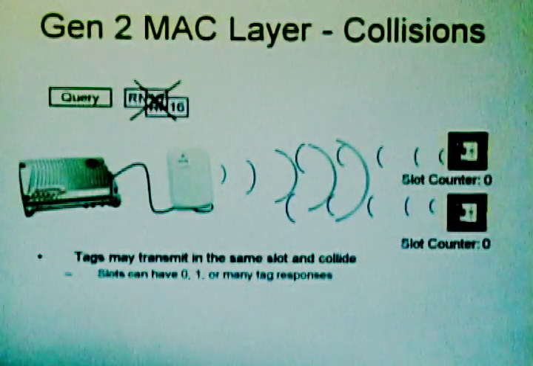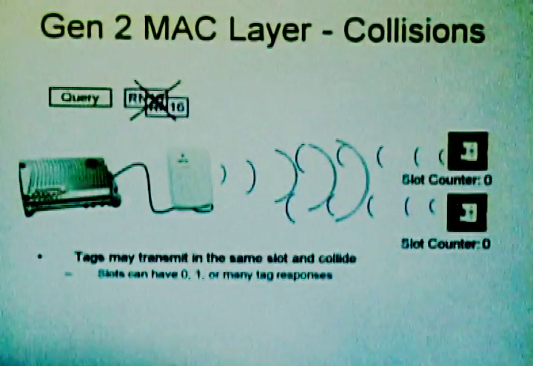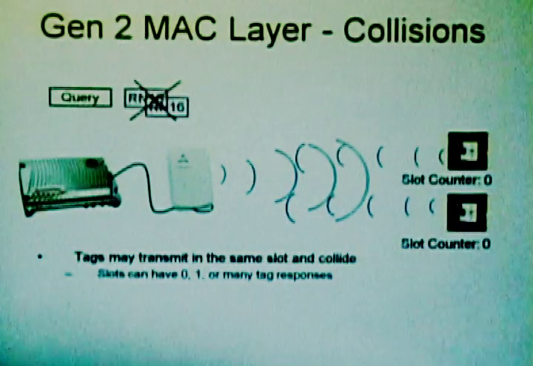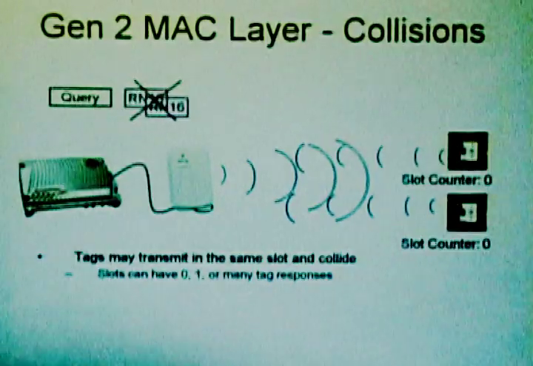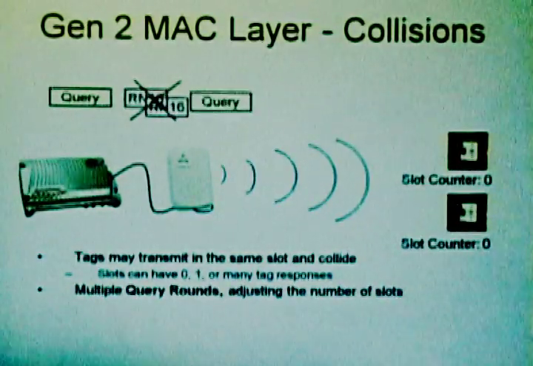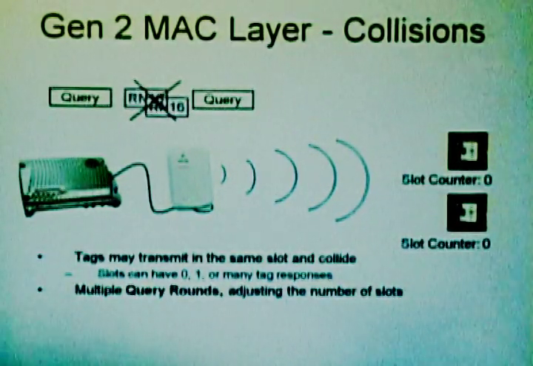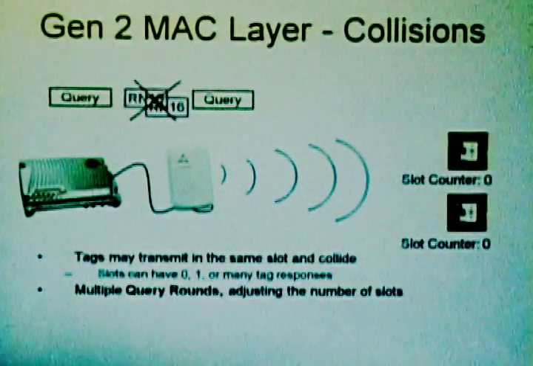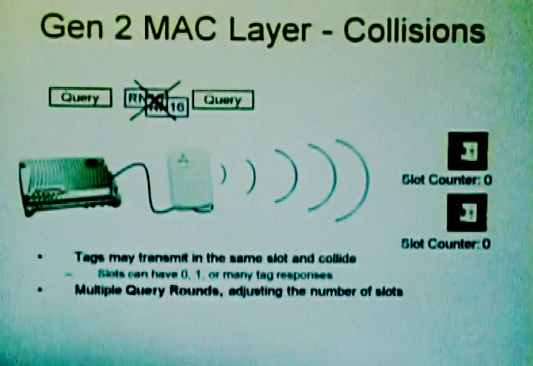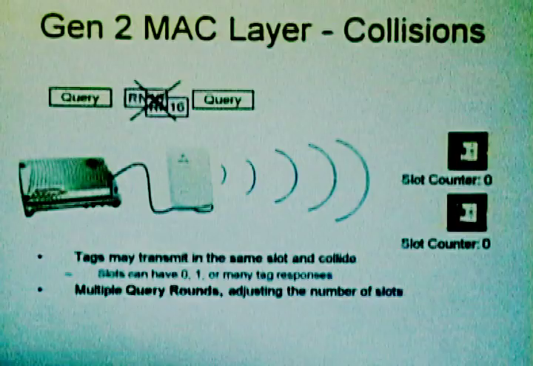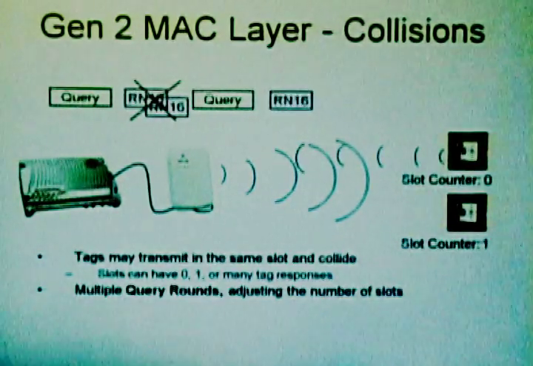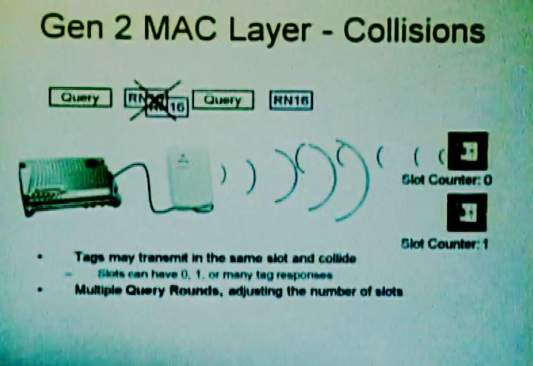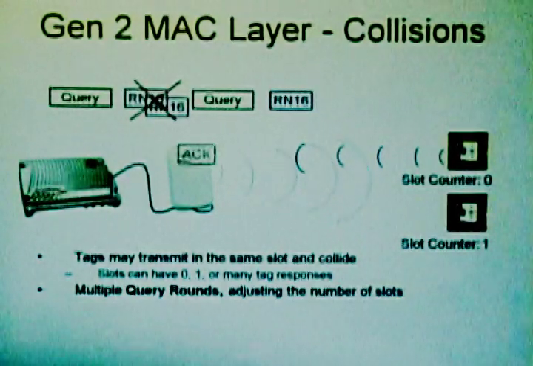In any given slot, you can have 0 tags, 1 tag, or multiple tag responses, and a tag can only be read when a single tag responds. So in this case, there's a collision. Then the reader will go through the remainder of those slots. Some will have 1 tag, some will have 0. At the end of that, it will send another query specifying another set of slots. These tags again choose another random slot to respond in. In this case, they respond in different slots.